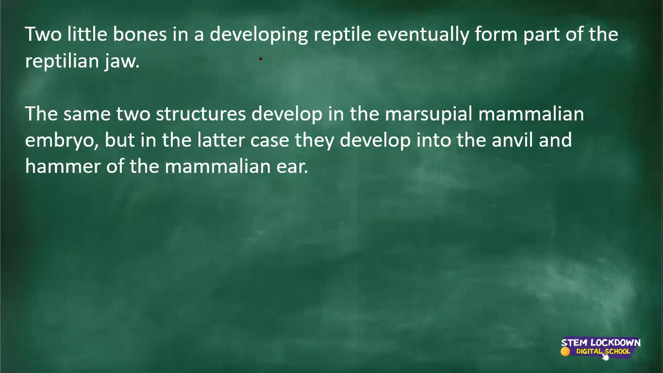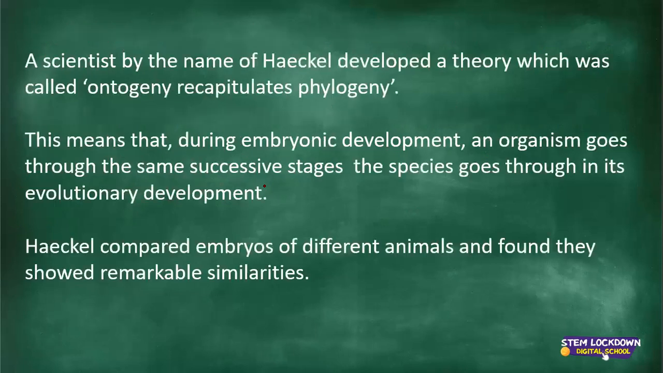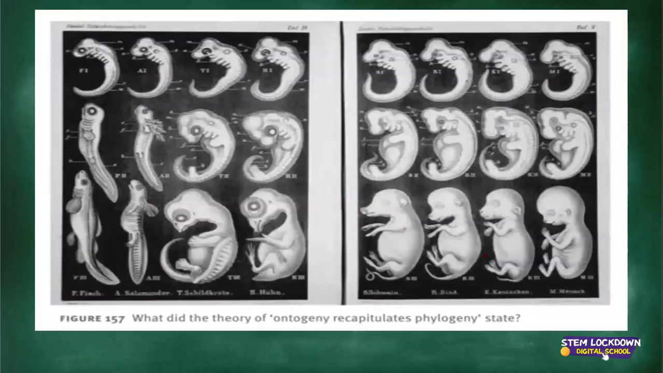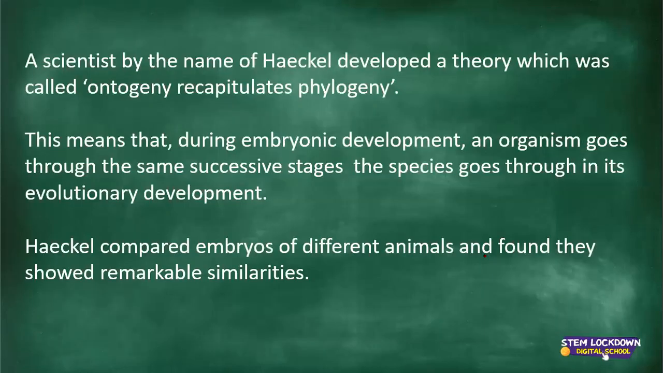Two little bones in a developing reptile eventually form part of the reptilian jaw. The same two structures develop in the marsupial mammalian embryo, but in the latter case, they develop into the anvil and hammer of the mammalian ear. So this is further evidence of embryology, which, like we've seen from the images, is very interesting, exciting, amazing. I even have that image here.